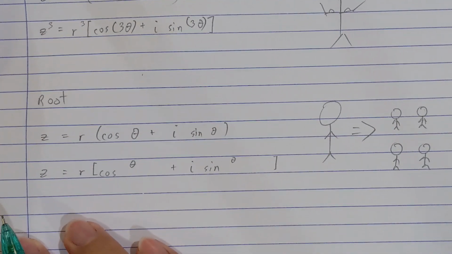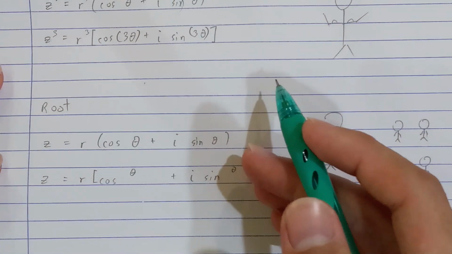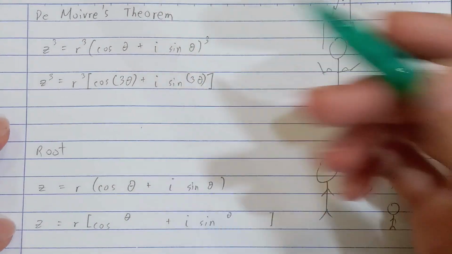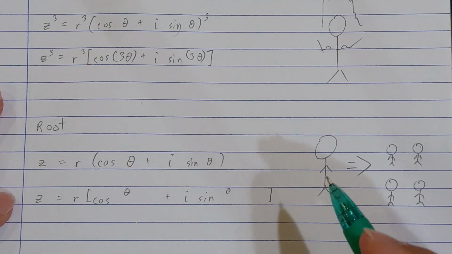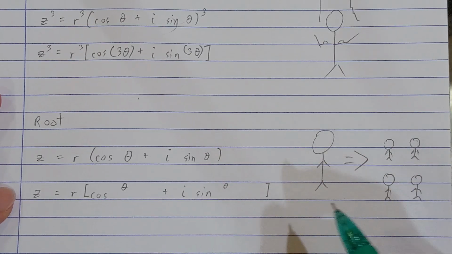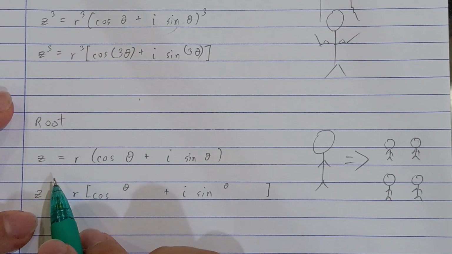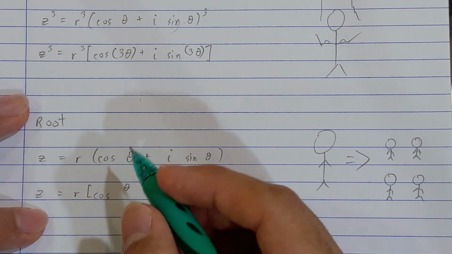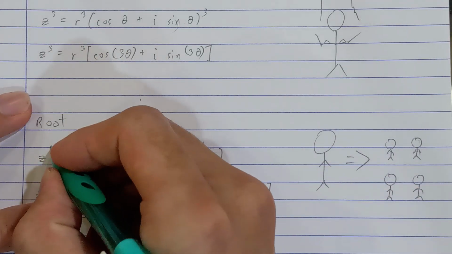And next is the root of complex numbers. So root is quite similar to De Moivre's theorem, except it's going the other direction. So it's like a Minecraft slime, then you kill it, it becomes smaller. So we have your z. You want the root, let's say, to become a cube root, 1 over 3.